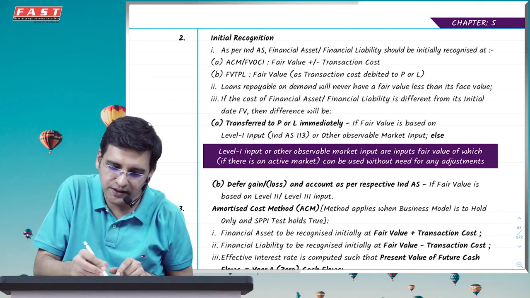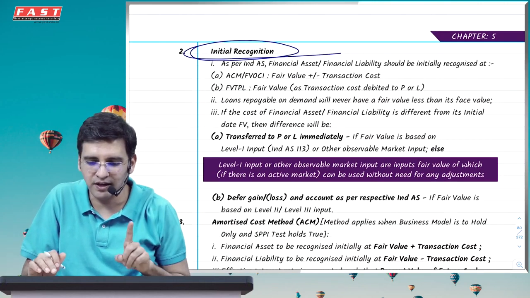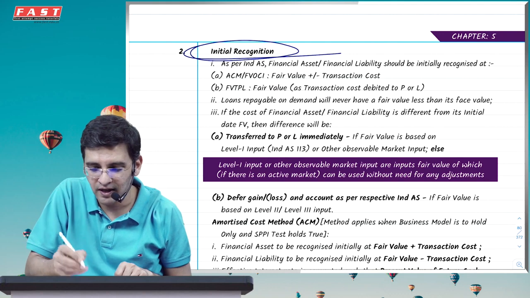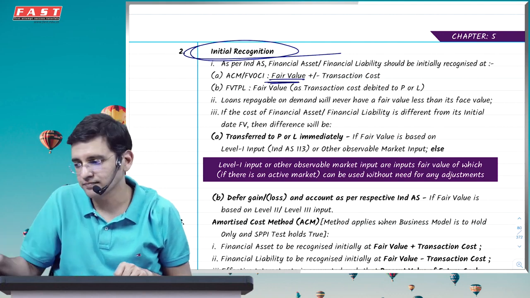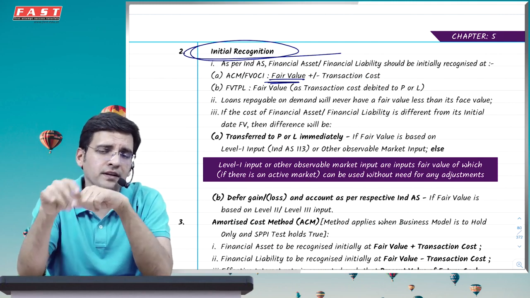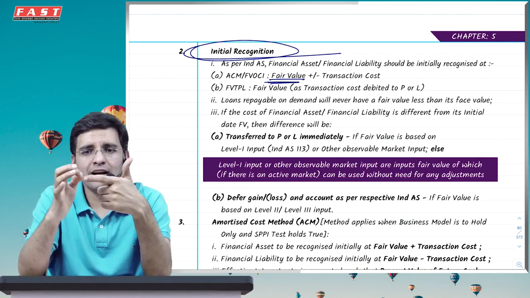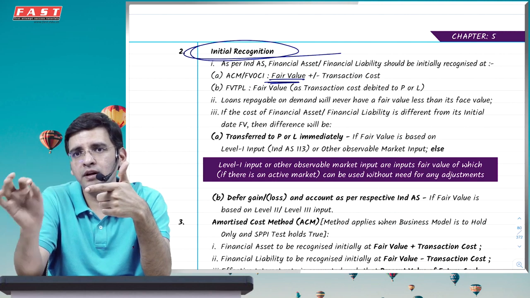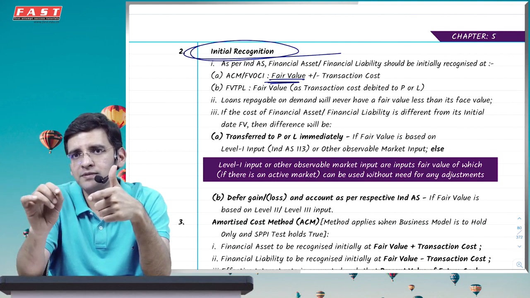However, initial recognition in every particular case of a financial asset or liability will be done at fair value only. Where will the gain or loss go? So you remember two things here. One, you will record it at fair value and the gain or loss will be transferred to PRL if the fair value is based on level 1 input as per Ind AS 113.